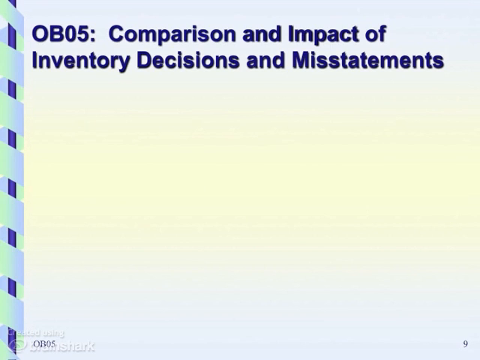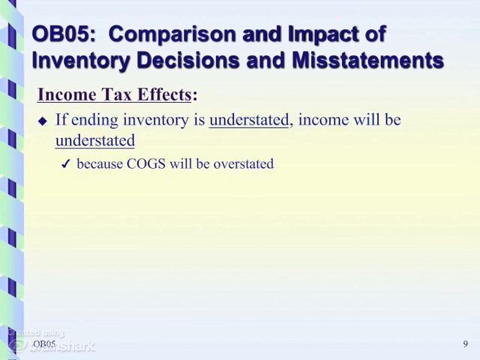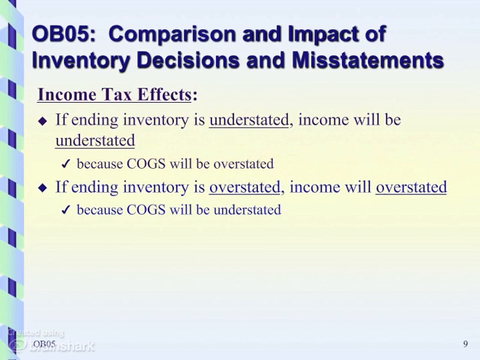Again, let's analyze some income tax effects. If the ending inventory is understated, a business's income will be understated. That is because the cost of goods sold will be overstated. If ending inventory is overstated, income will be overstated, because cost of goods sold will be understated.